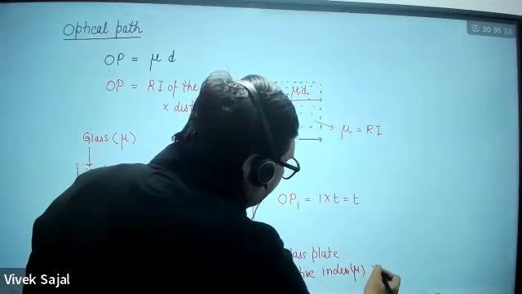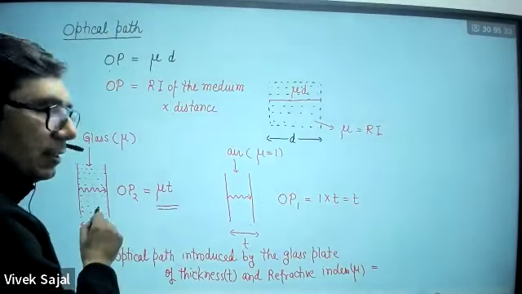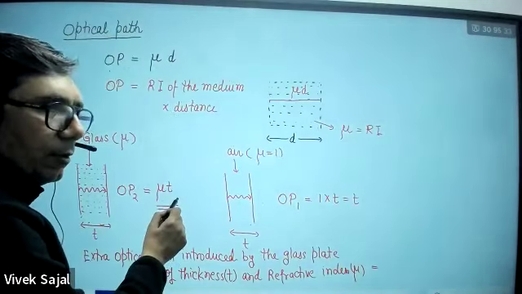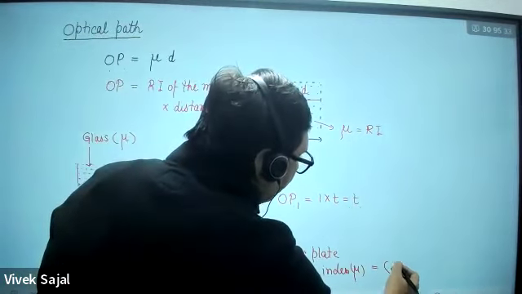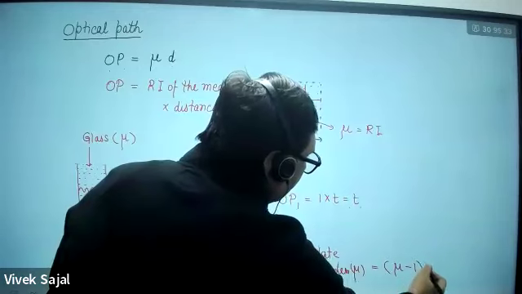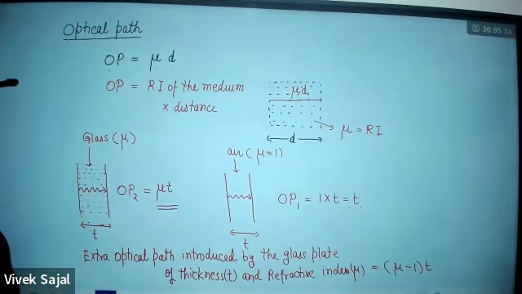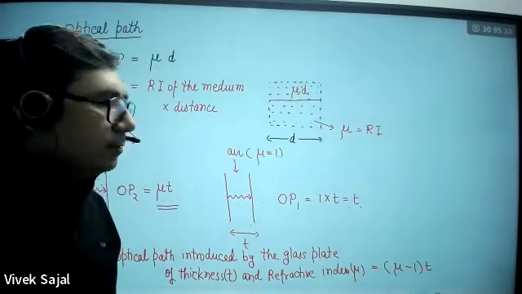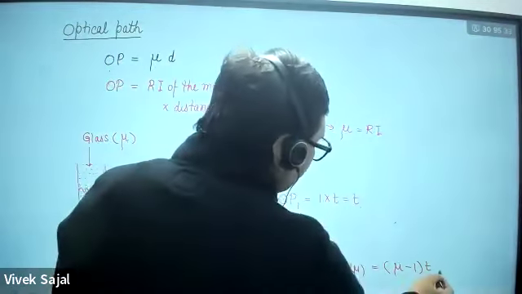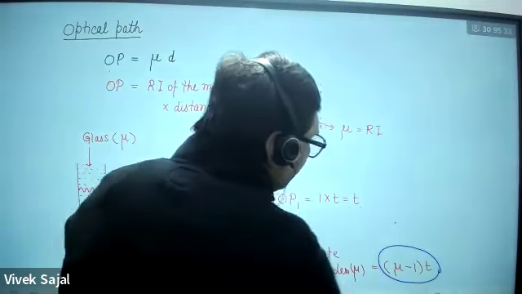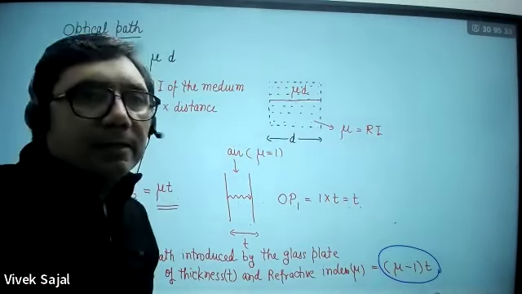Index mu, it will be how much? This will be mu T. This was later, after introducing the glass plate. This is the optical path, and this was the earlier optical path. So this will be equal to the difference of these two, mu minus 1 into T. So a glass plate will introduce an extra optical path equal to mu minus 1 times T. Whenever you are introducing a glass plate, this will be the extra path that is introduced by the glass plate.